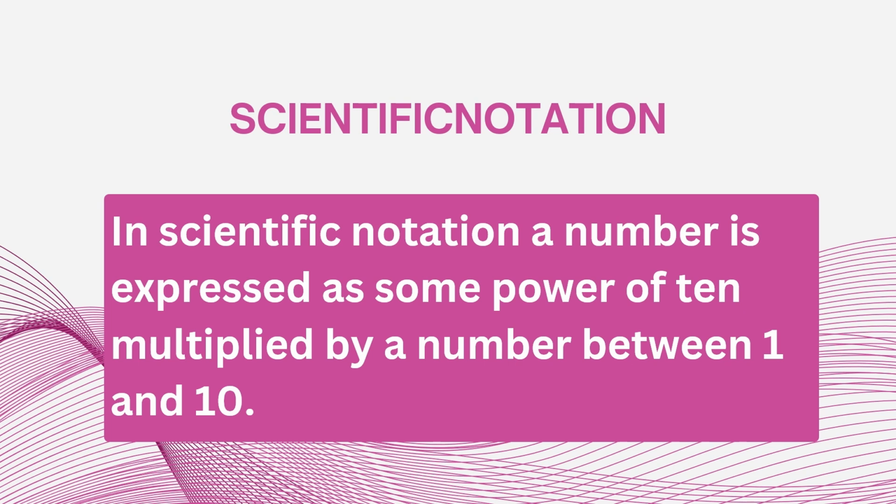This is a definition of scientific notation. I read it for you. In scientific notation, a number is expressed as some power of 10 multiplied by a number between 1 and 10. If I write the previous slide's example, it was 6.275 into 10 to the power 3. So here a number is written as some power of 10, here it is the power of 10, and multiplied, this is the multiplication sign, by a number between 1 and 10. This 6.275 is a number between 1 and 10.